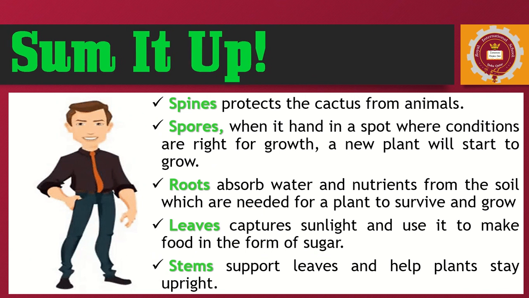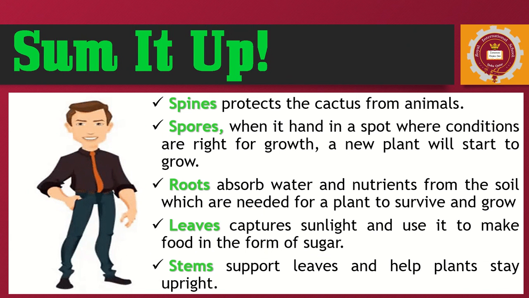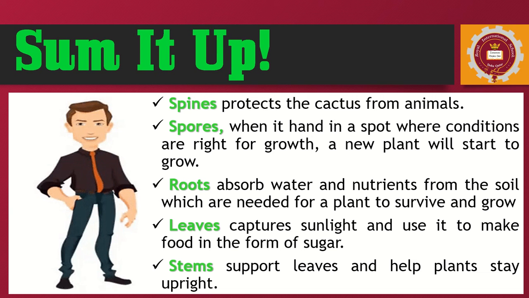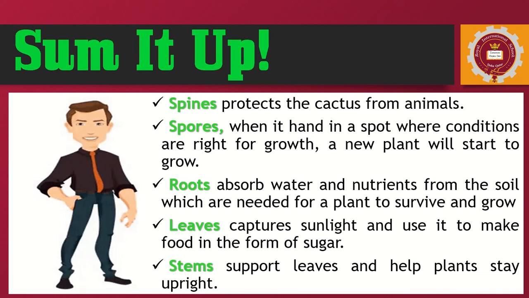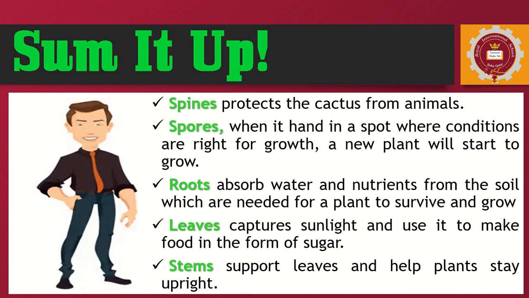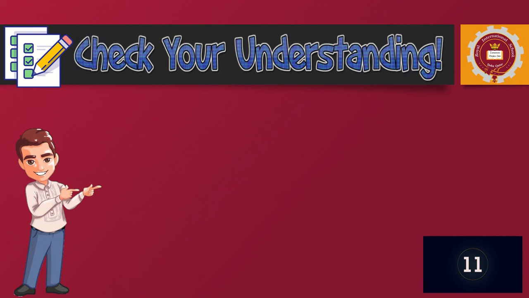Spores, when they land in a spot where conditions are right for growth, a new plant will start to grow. Roots absorb water and nutrients from the soil, which are needed for a plant to survive and grow. Leaves capture sunlight and use it to make food in the form of sugar. Stems support leaves and help plants stay upright. Okay, so now we'll check your understanding.